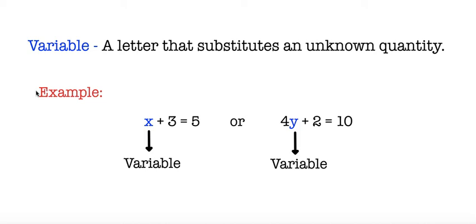Alright, so let's talk about the different parts of an equation. So our variable is a letter that substitutes an unknown quantity. So for example, we know that x plus 3 is equal to 5, and in this problem, our variable is x. Or we know that 4y plus 2 is equal to 10, and in this equation, y is our variable. So it's any letter that substitutes an unknown quantity, so any letter that you can possibly think of.